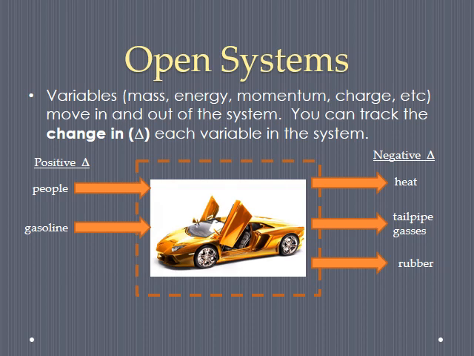Because you are adding to your system, you're having a positive change to maybe the mass or energy in that system. Now, as we drive that car, other things can actually leave our system. So some heat will be leaving our system. Gases are coming out of the tailpipe. We might be losing little bits of rubber along the road as the tires rub against the road. So these things would result in a negative change in various different variables, such as mass and thermal energy.